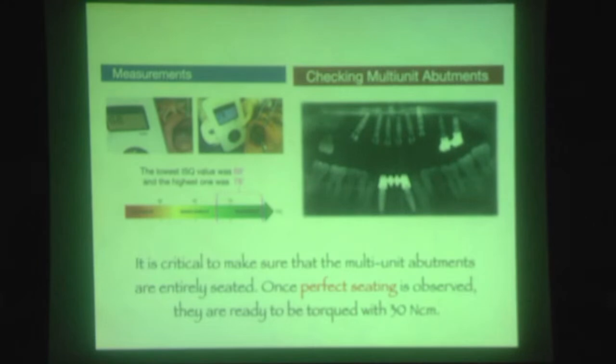And it's critical to make sure that the multi-unit abutments are entirely seated, which is very, very important, because we use the conical connection. When we place the multi-unit abutment, if you hear a sound coming from the bone, that means we have to do some bone profiling for the multi-unit abutment. And once perfect seating is observed, they're ready to be torqued to 30 Newton centimeters.